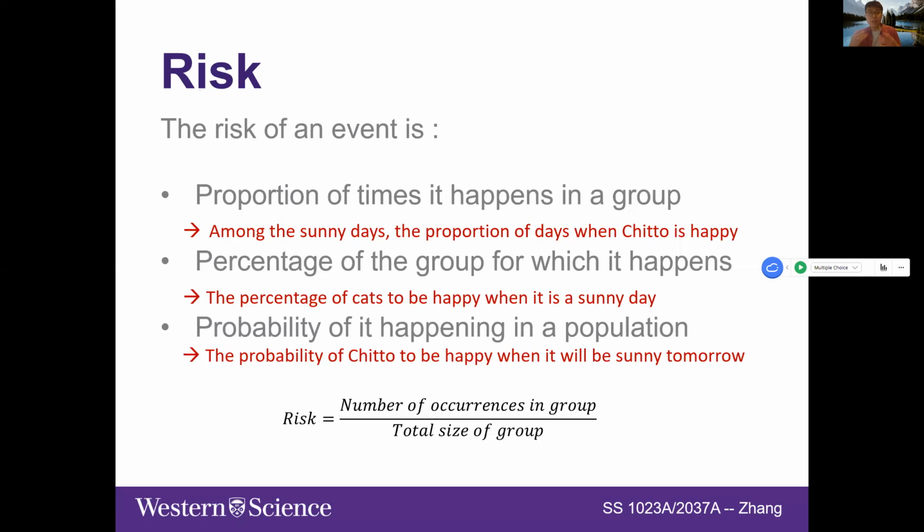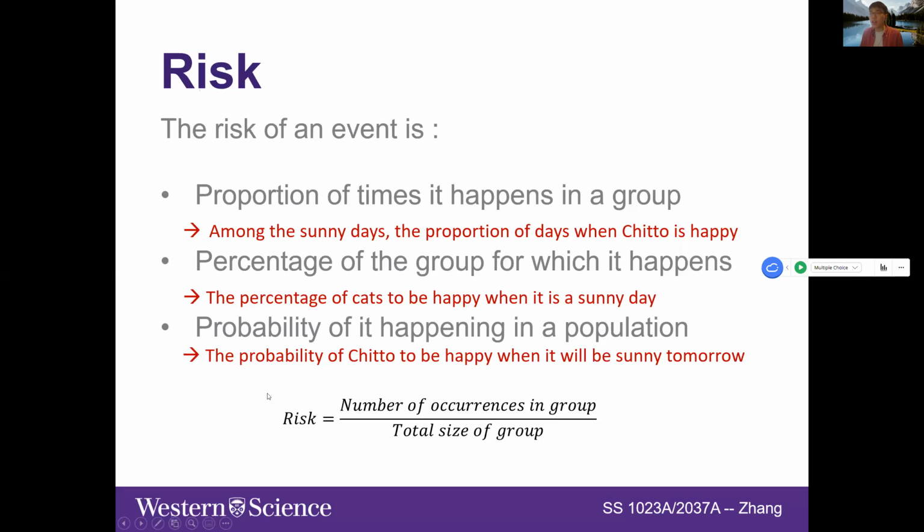Sometimes risk can even be something we haven't observed yet. It could be something we want to estimate or predict. In that case, it could represent the probability of something happening in the population. For example, we can define the risk of Cheeto being happy as the probability of Cheeto being happy if it will be sunny tomorrow. For tomorrow we haven't observed it yet, but we can get a sense of the probability for Cheeto to be happy. Mathematically, risk is defined as the number of occurrences in the group divided by the total size of the group. It might be a little abstract for you.